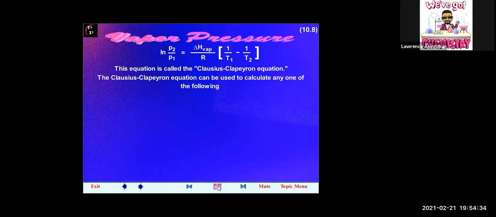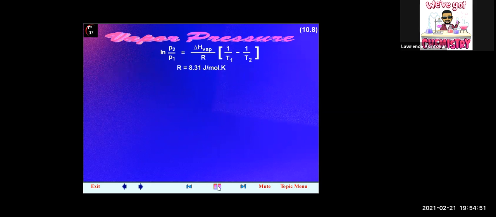The Clausius-Clapeyron equation can be used to calculate any one of the following: P1, P2, delta H vaporization, T1 or T2. Note the value of R to be used here is R equals 8.31 joules per mole Kelvin.